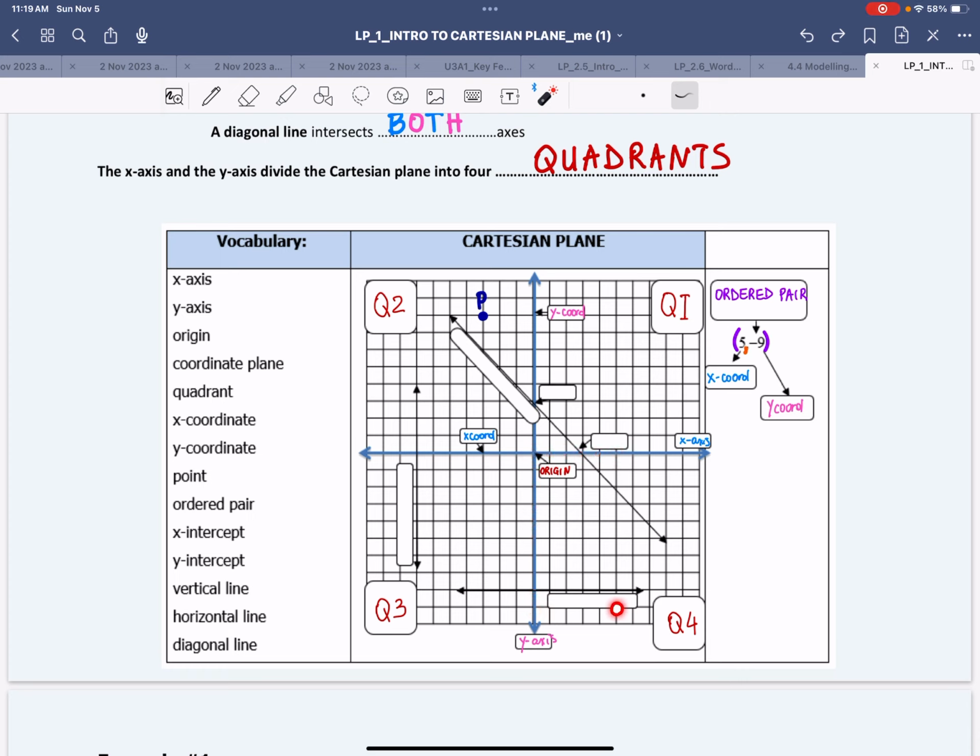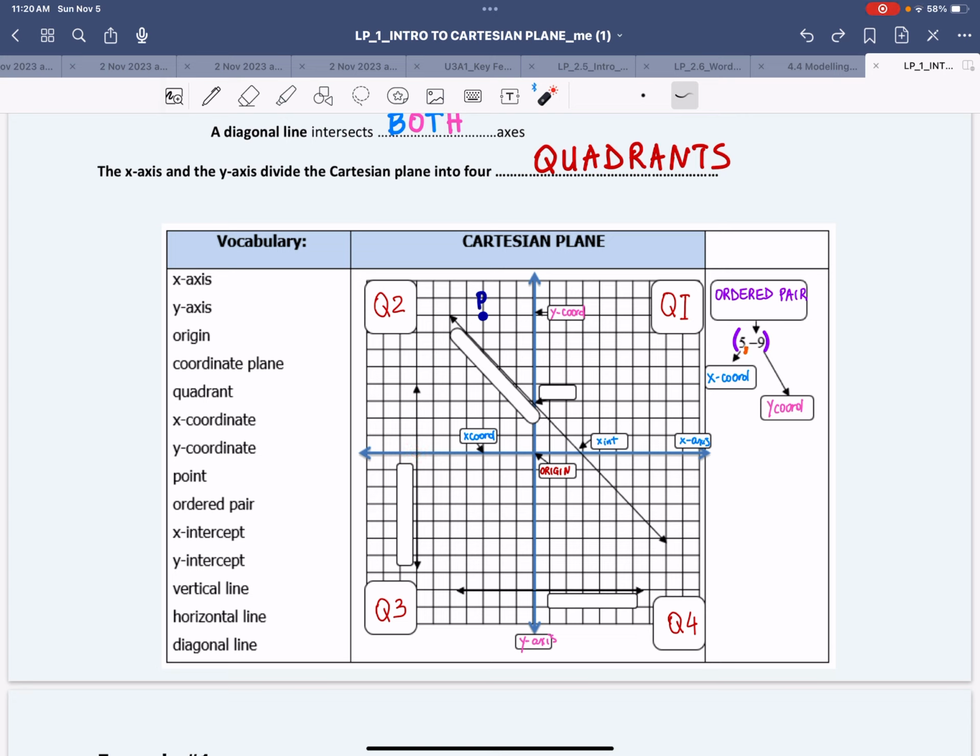Next, we're going to talk about the x and the y-intercept. The x-intercept is where a line intersects the x-axis. As you can see here, this line intersects the x-axis at this very point. This line here intersects the x-axis at this point. And this line here does not intersect the x-axis. Now, the y-intercept is where the line intersects the y-axis. In this case, as you can see, we have the y-intercept at about y equals 3.